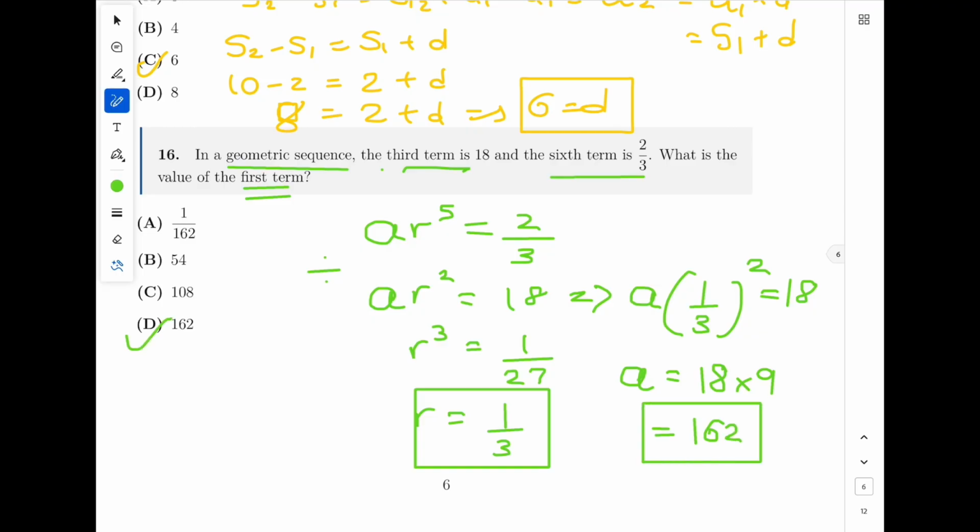The only thing for you to remember is that the nth term of the GP is given by a into r to the power n minus 1. Awesome.